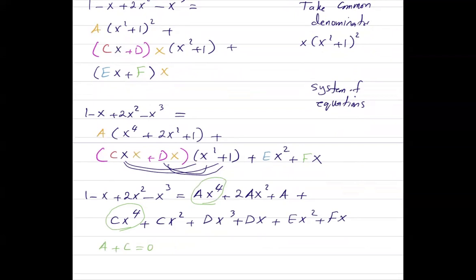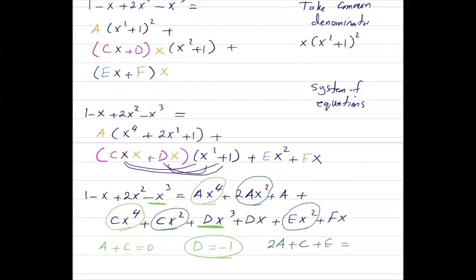What else do we have? We know that dx cubed is equal to negative x to the third. So d must be equal to negative 1. What else do we see? We have a lot of x squared. So let us use a different color for this. So you have 2a x squared. So far I have a 2a. Then I have cx squared plus c. Then I have ex squared plus e. On the right-hand side, it must be equal to 2.